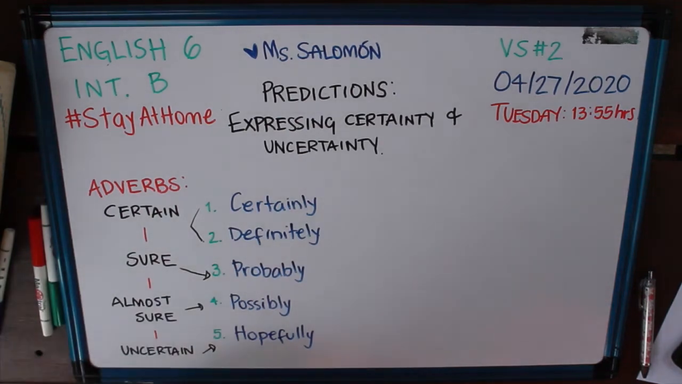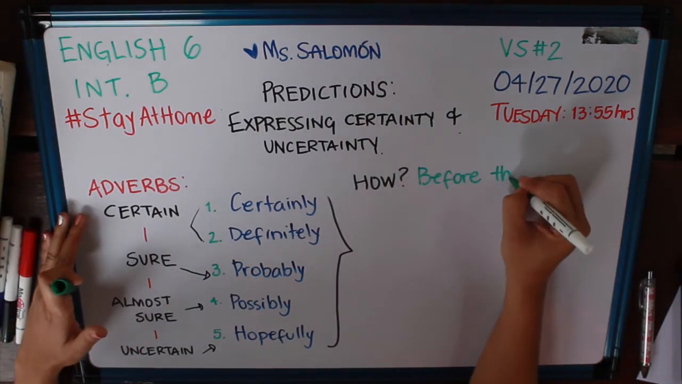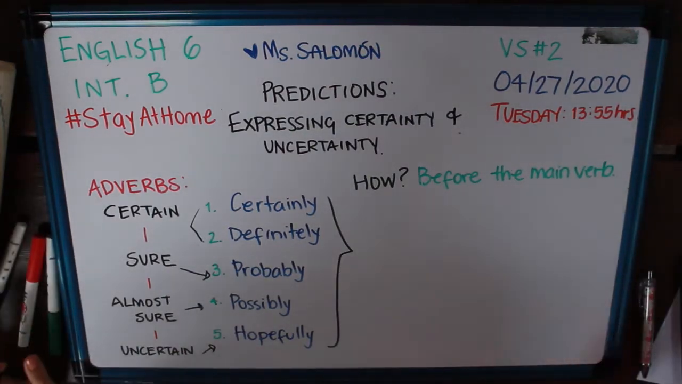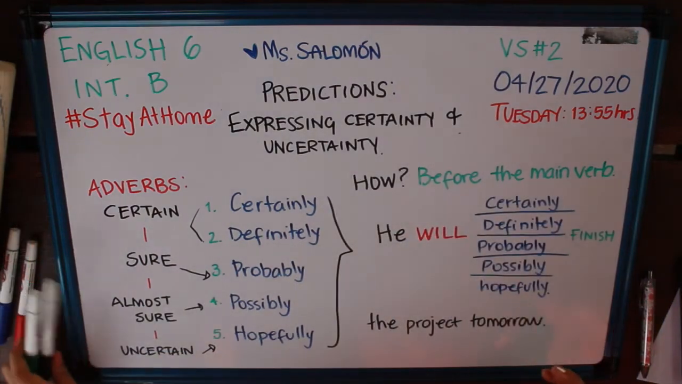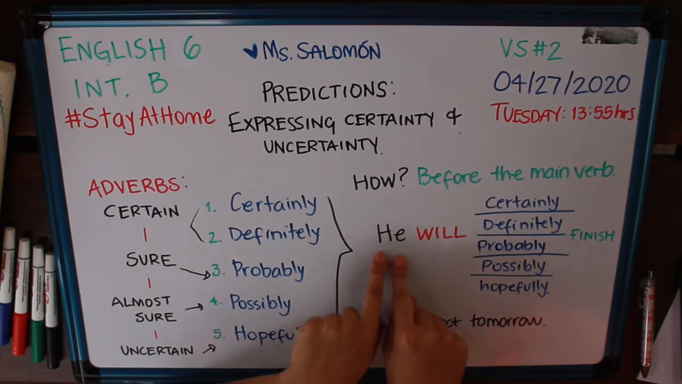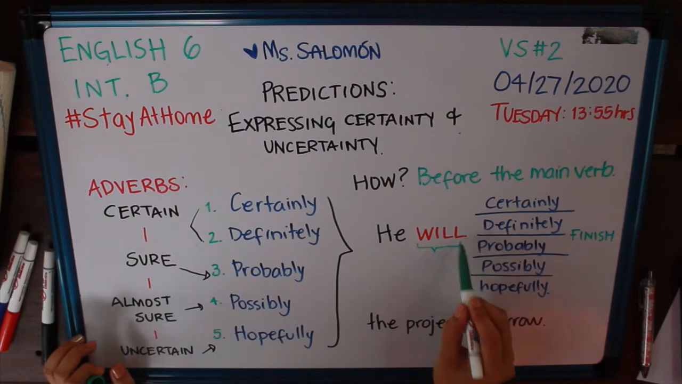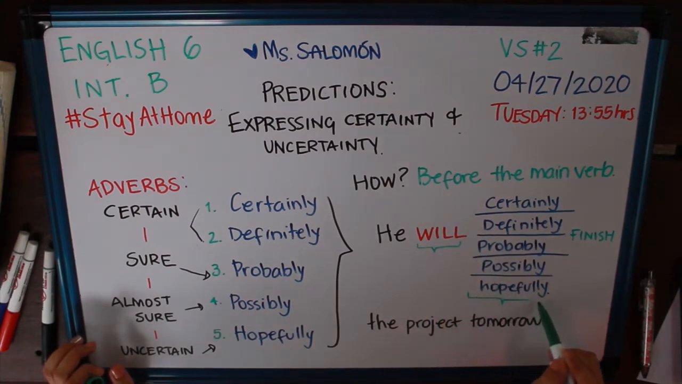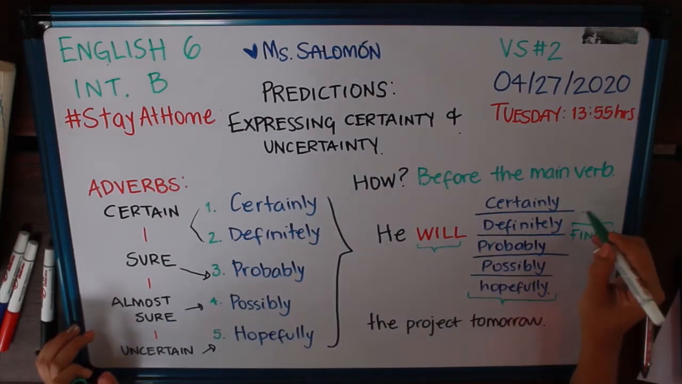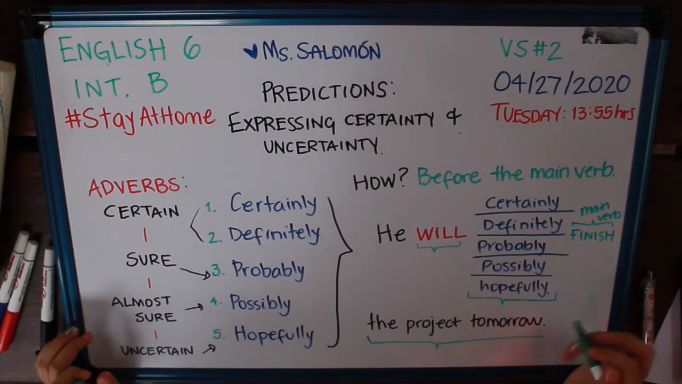Now, let's talk about these adverbs and how we use them. How do we use these adverbs? Well, we use them before the main verb. Let's work on an example. I could say, he will certainly finish the project tomorrow. Notice that we have the subject right here. We have the modal verb here. In this space, we will have our adverb. Then we will have the main verb of the sentence. And finally, the complement or the rest of the sentence.